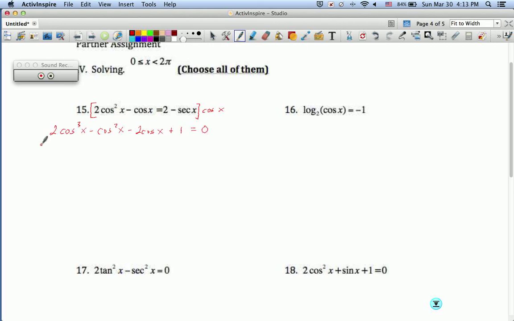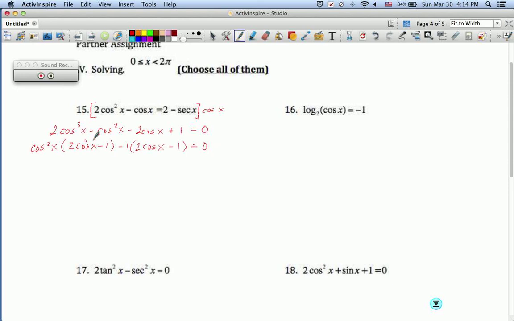4 terms is a grouping problem. Cosine squared is going to come out of the first 2 terms. I'm left with 2 cosine minus 1. These 2 terms have nothing in common, but I need to look at like a 2 cosine minus 1, so I'm going to pull out a negative 1. Be left with 2 cosine minus 1.